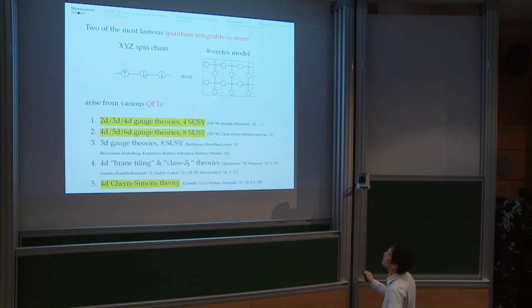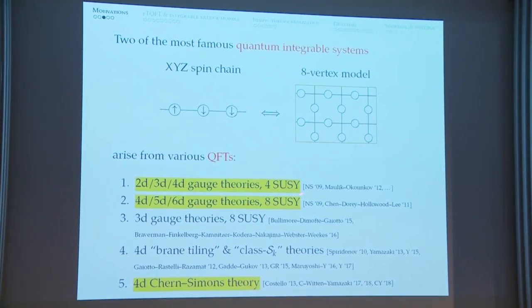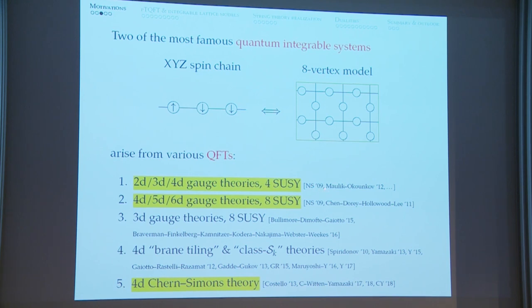It has been observed that these two famous quantum integrable systems arise from various quantum field theories. I listed five examples of such appearances, but I probably don't have time to explain all of them, so I will focus mostly on the highlighted ones. The first one is from 2D, 3D, 4D gauge theories with 4 supersymmetries. People often call that the 2D Nekrasov-Shatashvili correspondence, referring to the 2D case, but it also has an analog in 3D and 4D. The second instance is 4D, 5D, 6D gauge theories with 8 supersymmetries, which people may call the 4D version of Nekrasov-Shatashvili.